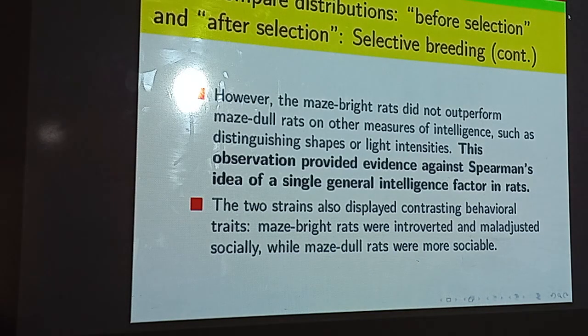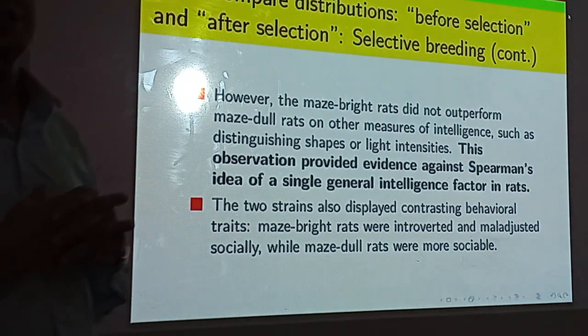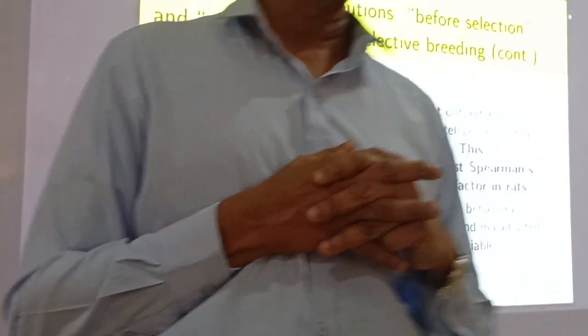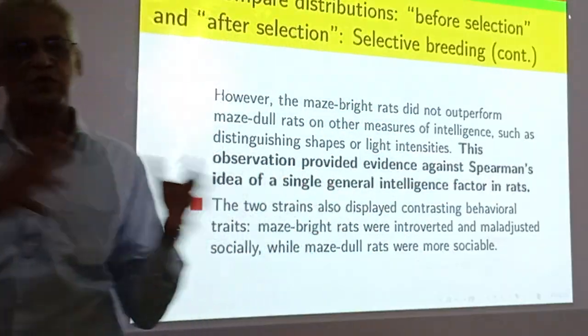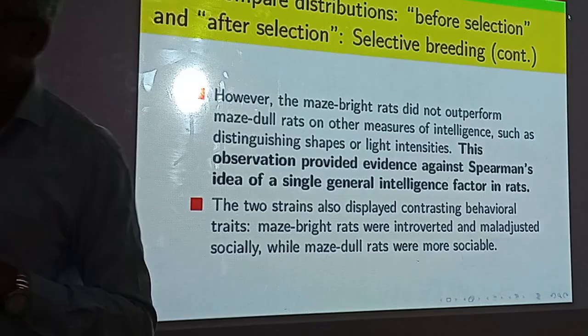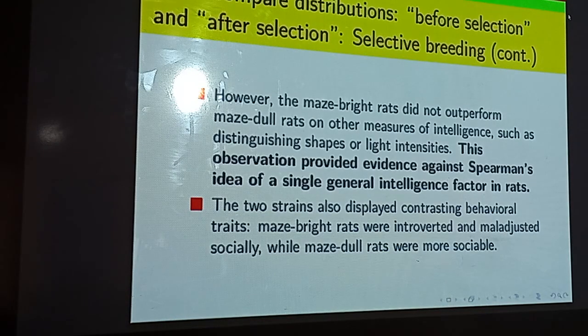Maybe not for all. Like people, they are intelligent, but they are intelligent with respect to certain types of activities, not for all activities. But they found out that if you consider any other activity, there is no difference to say that there is an intelligence factor. So therefore, Spearman's general theory was refuted. It was not accepted.